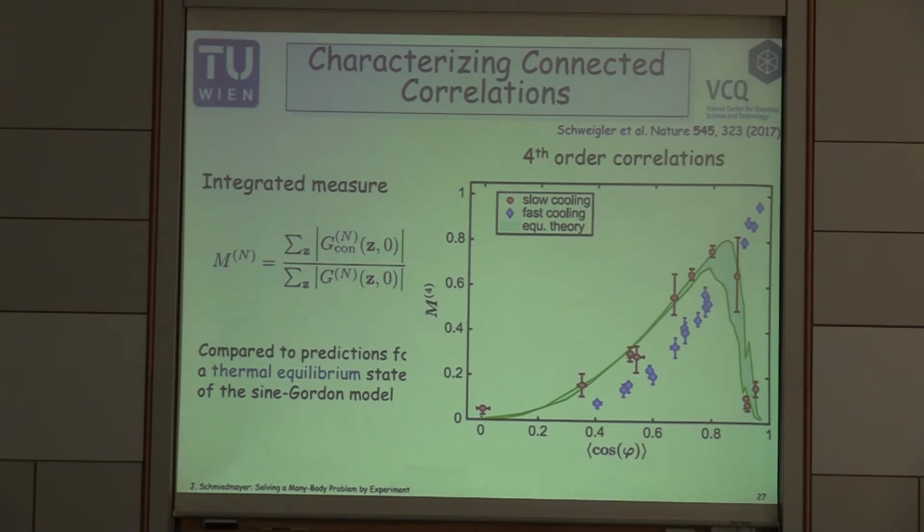It's not clear why, even at this relatively slow cooling, we see completely different sets of correlation functions. And especially what you see here is that there's a huge connected part of the correlation function at very strong.